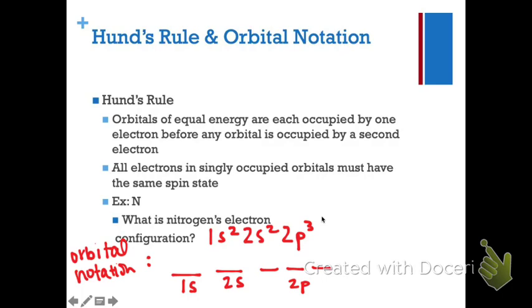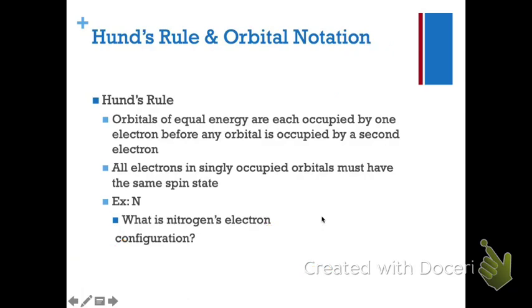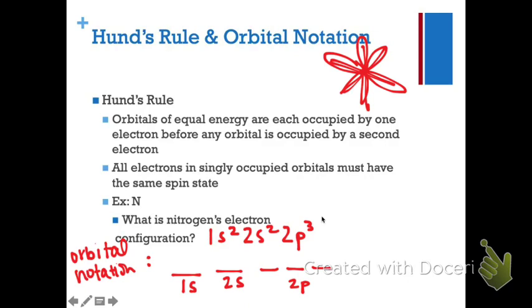Why did I have to draw 3 lines for my 2p orbitals? Each orbital can only hold 2 electrons, and we know there are 3 versions of the p orbitals. I've drawn it out several times: there's one version that goes there, one version that goes there, one version that goes there. 1, 2, 3 versions of the p orbitals can hold a total of 6 electrons. So we've drawn our orbitals, but now we have to start putting in electrons.